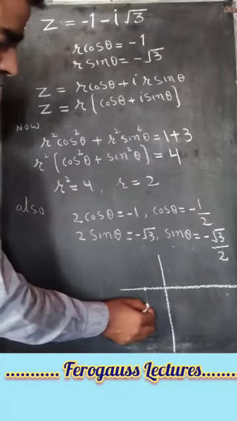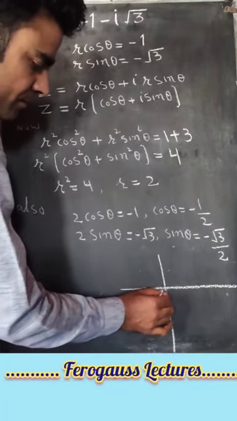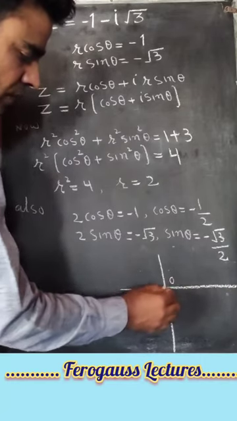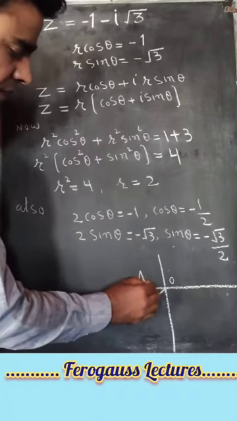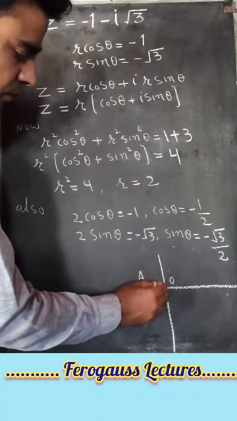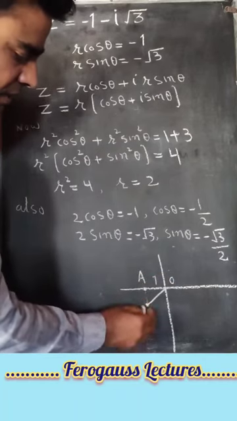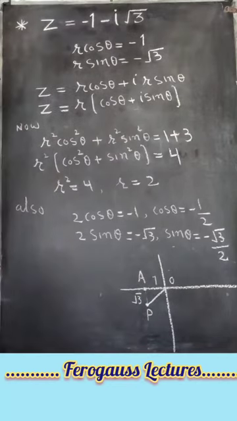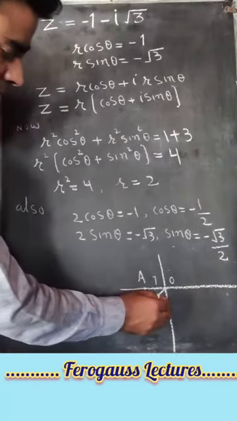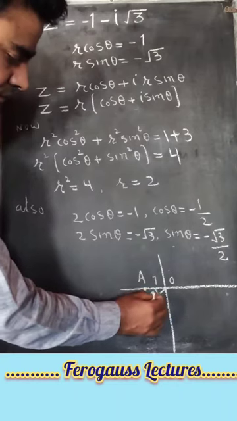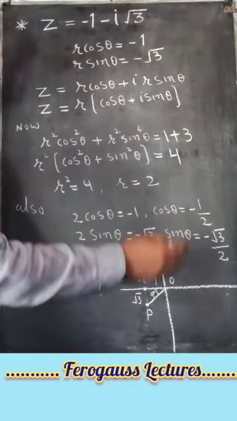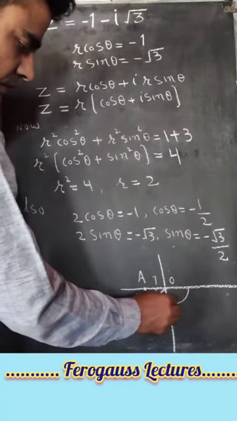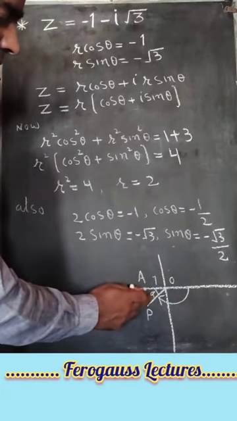Now join point P with the origin. If this is O, and we write this as A, then OA is equal to 1 unit and AP is equal to square root of 3 units. Let this angle be equal to alpha. Now we have to find theta, and theta is this angle. But we first find angle alpha.